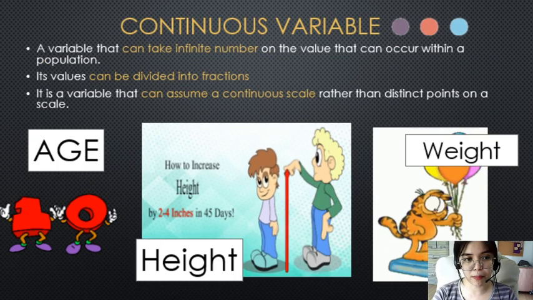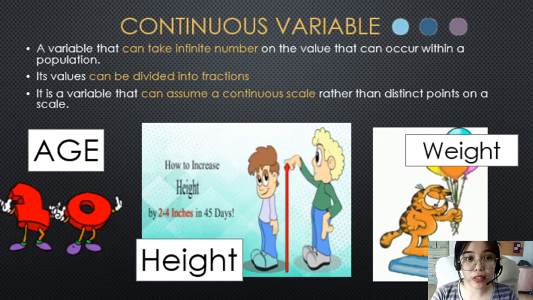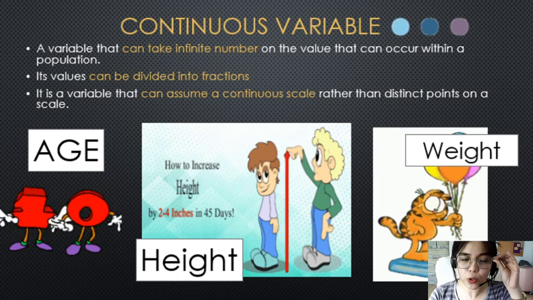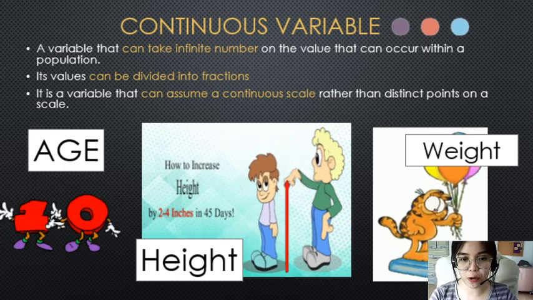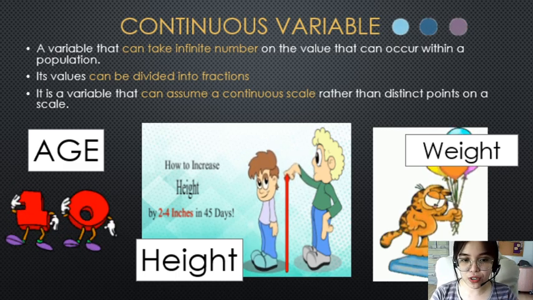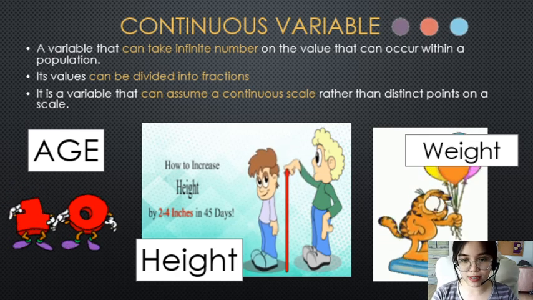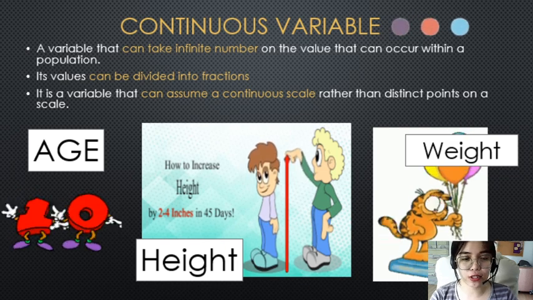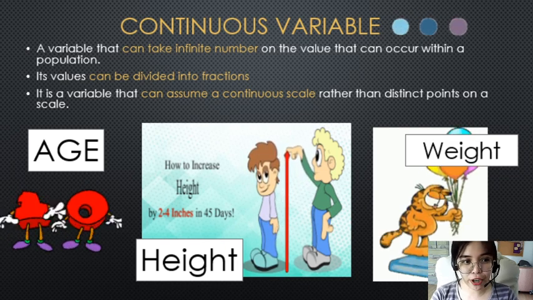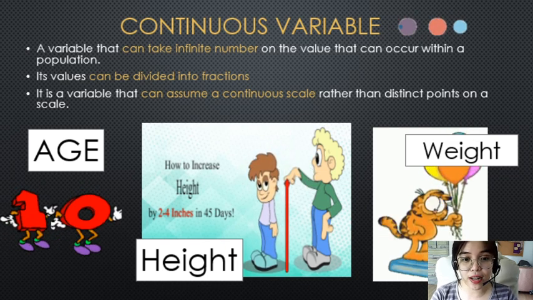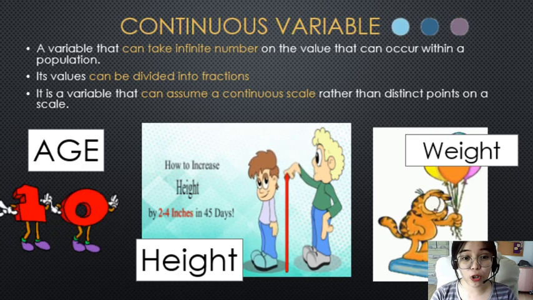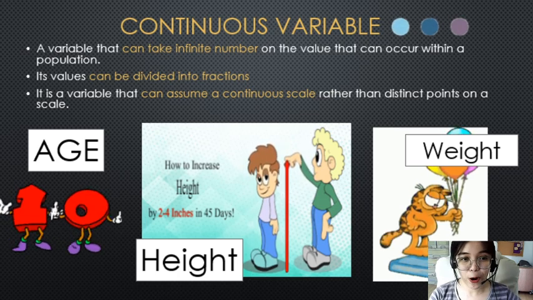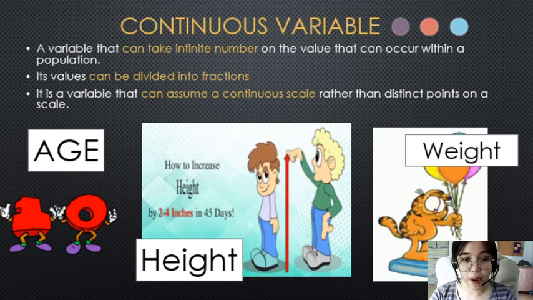The fourth variable. So we have the continuous variable. So this time, the keyword naman that you have to remember is measurement. If something is measurable or you are measuring something, okay, more on numbers po ito, that is a continuous variable. This is the variable that can take infinite number. So pag kaya siya continuous, infinite, tuloy-tuloy number, walang katapusan on the value that can occur within a population.